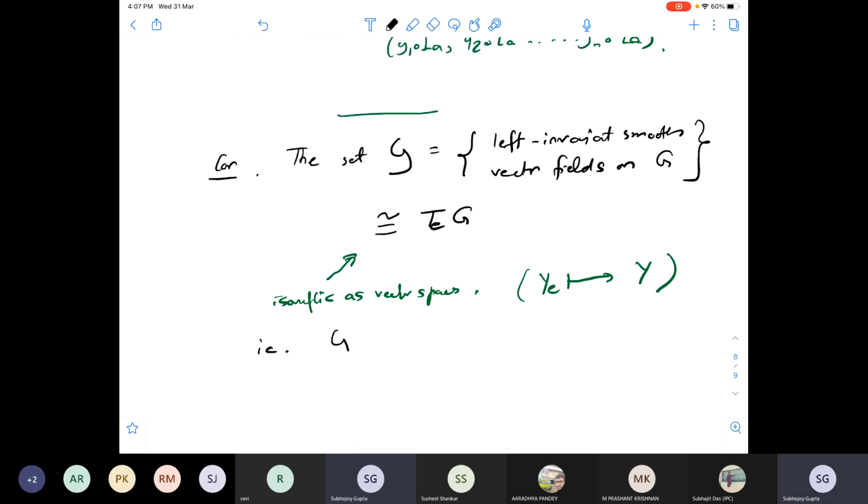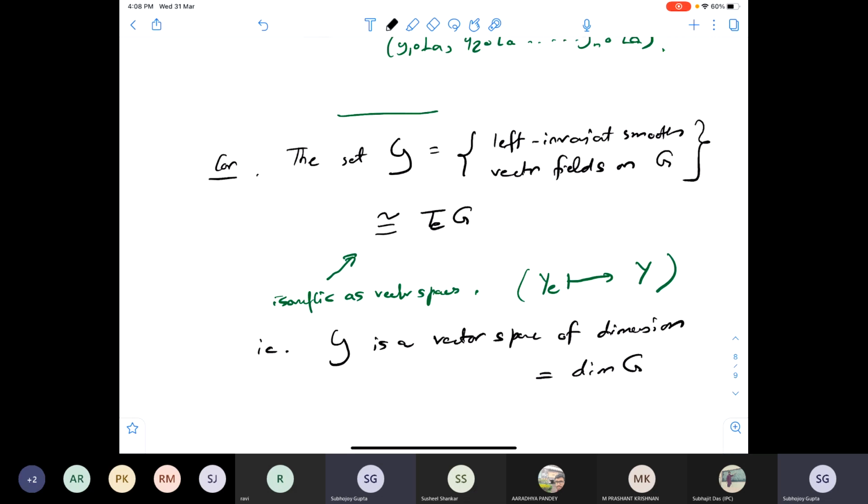So this G is a vector space of dimension equal to the dimension of the Lie group as a manifold, right? So the Lie group is some n-manifold for some n, and so then your tangent space at the identity is R^n, right? And so the set of left invariant vector fields forms a vector space of that dimension.